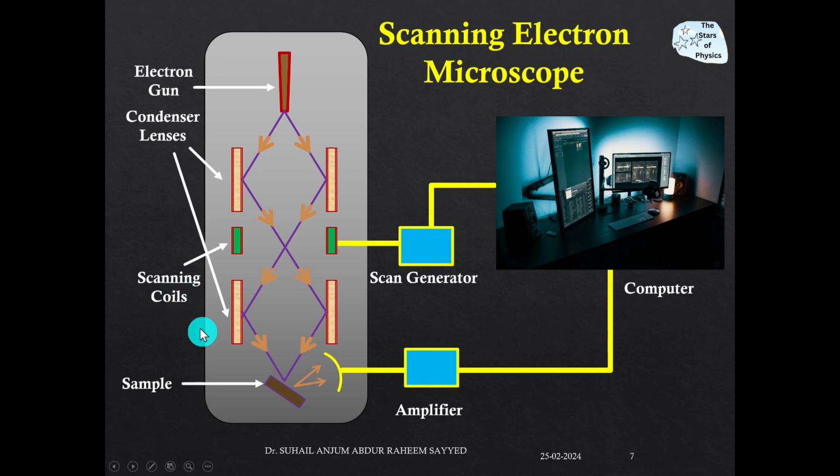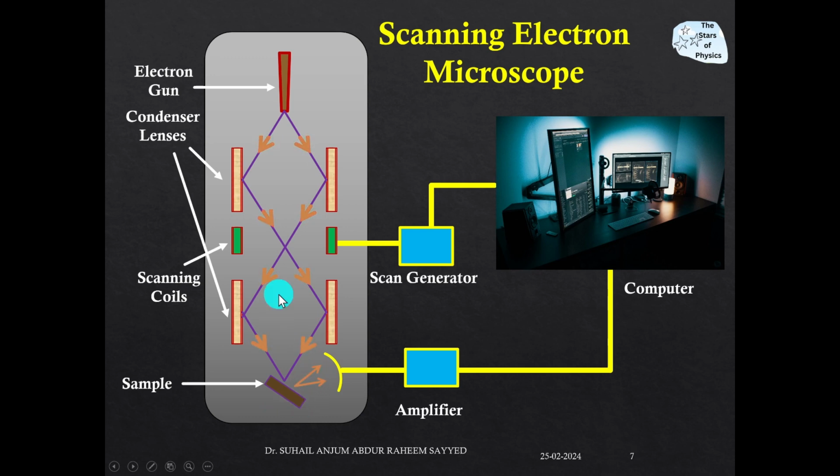And to scan over the surface of the sample, we need scanning coils, and these are controlled with the help of a computer nowadays. The scan generator will generate a raster pattern. Now what is a raster pattern? It is nothing but the similar pattern which was there in the old cathode ray television, which had a picture tube. That type of scanning is called the raster pattern on the surface of the sample.